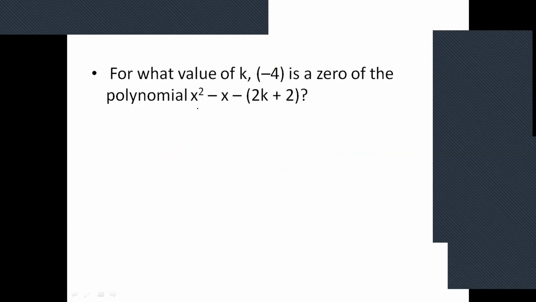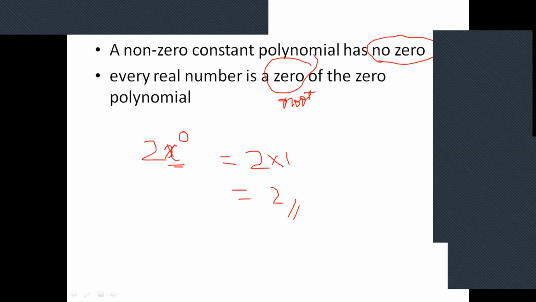But before that, I want you to solve this. It's a very simple problem. Somebody has asked me about the previous point. So please remember, every real number is a zero or root of the zero polynomial, because there the coefficients are 0. The x terms are not 0. Please remember that, only the coefficients are 0. That is why whatever you substitute for x, it will be a root of the polynomial. That is why we say every real number is a root of the zero polynomial.